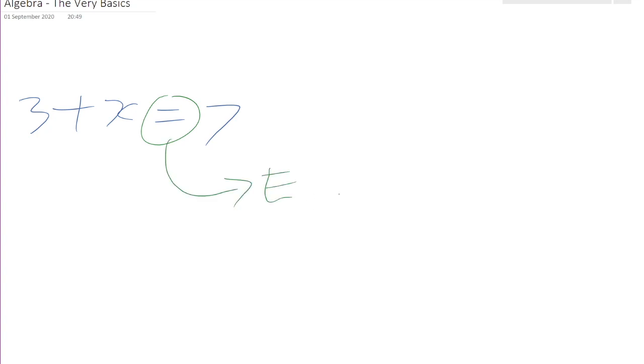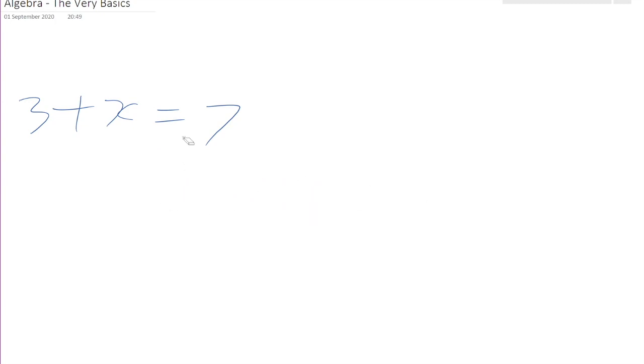The next term we need to talk about is an equation. An equation is quite simply, like we saw earlier, something like 3 plus x equals 7. That is an equation. Why do we call this an equation? Well, mathematicians are original. It's an equation because it has an equal sign. That's all there is to it.